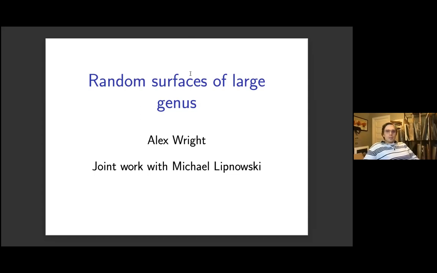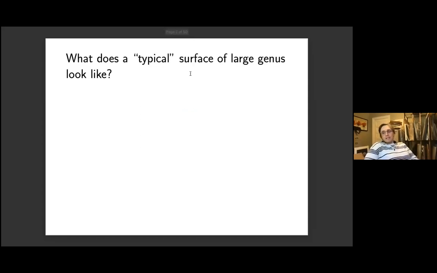The basic question that I want to examine in this talk is, what does a typical surface of large genus look like? And I haven't defined typical. That will come later in the talk. There are different definitions of typical. But the idea is you want to have some picture in your mind of what to expect a large genus surface to look like.